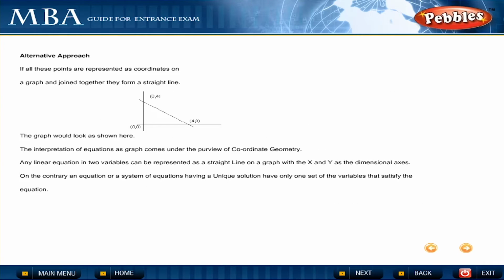Alternate approach. If all these points are represented as coordinates on a graph and joined together, they form a straight line. The graph would look like shown here. The interpretation of equations as graphs comes under the purview of coordinate geometry. Any linear equation in two variables can be represented as a straight line on a graph with x and y as the dimensional axes. On the contrary, an equation or a system of equations having a unique solution has only one set of the variables that satisfy the equation.